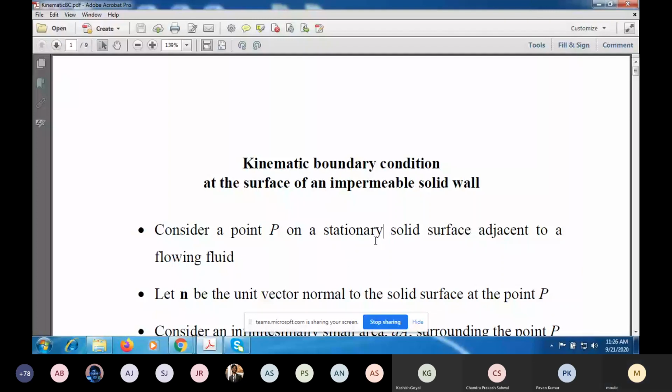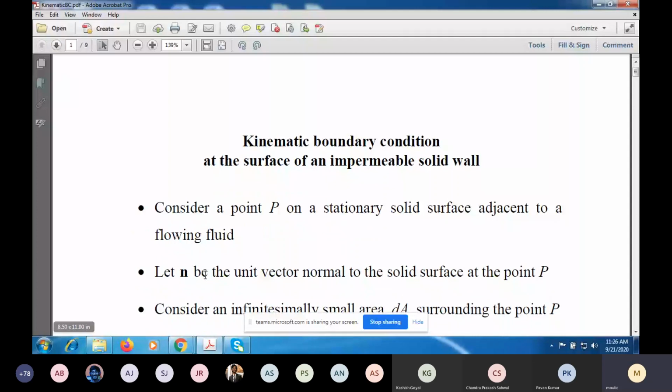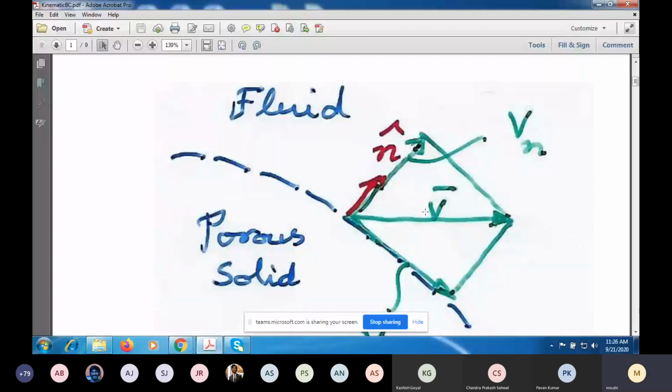So let n be the unit vector normal to the solid surface at the point P. In my notation, if you see a boldface quantity here, then you have to understand that this refers to a vector quantity. Now I have drawn some figures where I've written, for example, V by hand. So either I have to put an arrow on top or a bar on top. I prefer a bar.